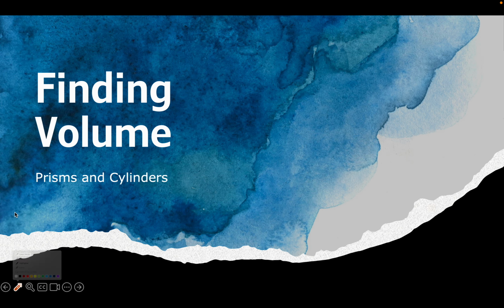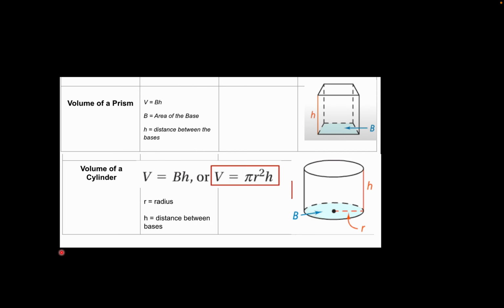Where we're going to talk about finding the volume of prisms and cylinders. You'll need your formula for volume of a prism, volume of a cylinder. You've written them both down. The volume of a prism and cylinder are pretty much the same.